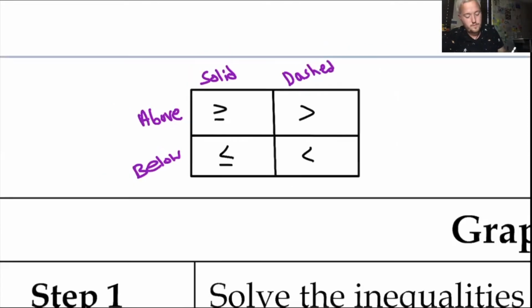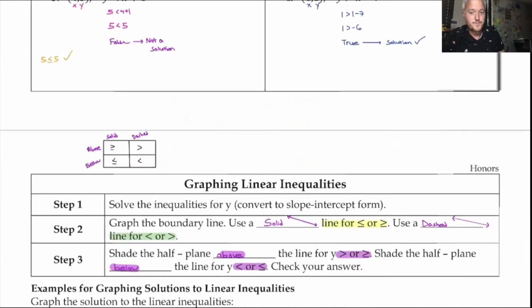So if I have greater than or equal to as my inequality sign, then I know it's going to be a solid line and it's going to be shaded above. So if I have a less than inequality sign, it's going to be a dashed line and it's going to be shaded below. So if I have greater than, dashed line, shade above. If it's less than or equal to, solid, shade below. So just kind of an insight on how to use that.